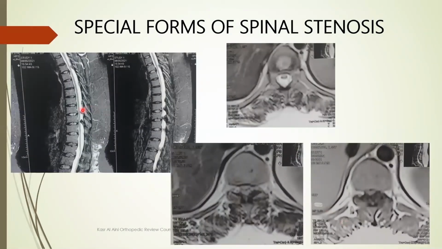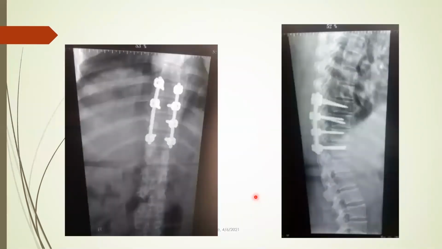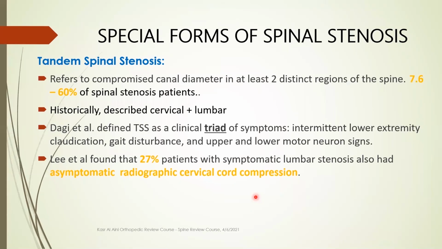This is the MRI. All these are ossified ligamentum flavum, 3 levels. This is the normal canal. This is the narrowed canal. And this is the post-operative after wide laminectomy decompression and fusion.